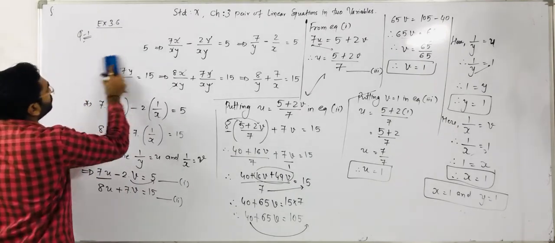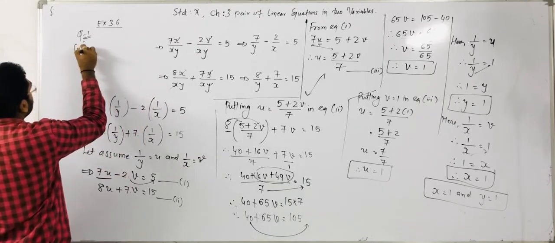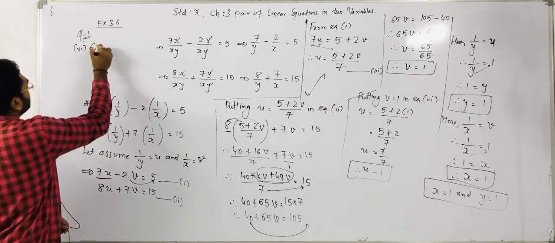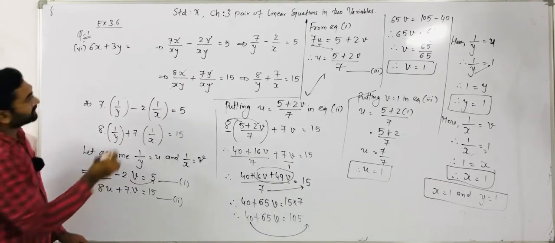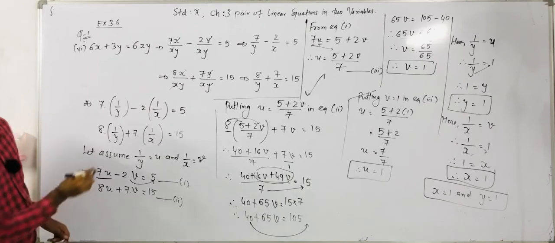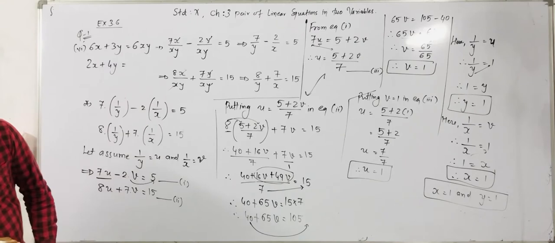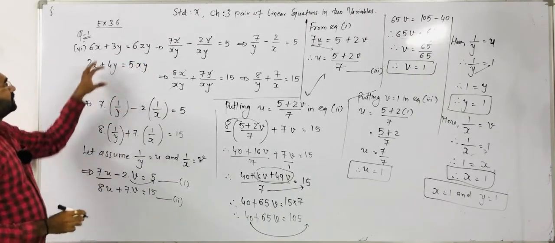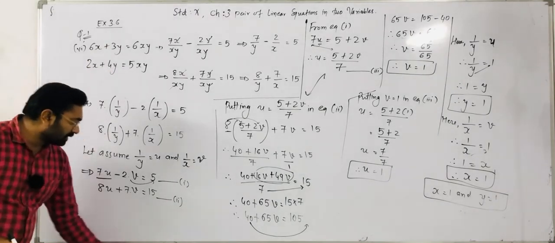Right? Same way we have to solve the next question. In question 6.1, it is given 6x plus 3y is equal to 6xy, and another equation is given, 2x plus 4y is equal to 5xy. Right? So these are the given equations, which are not in the general form.